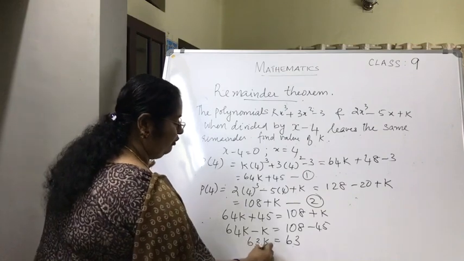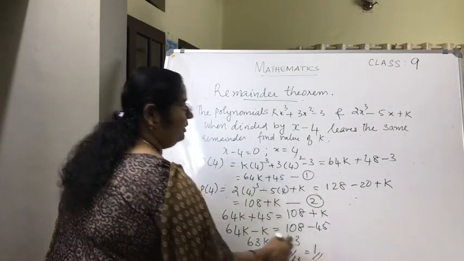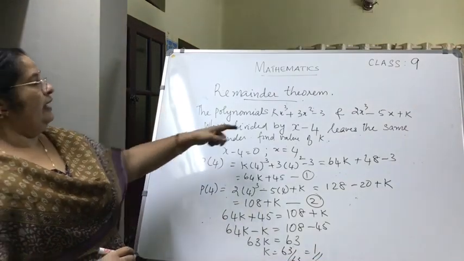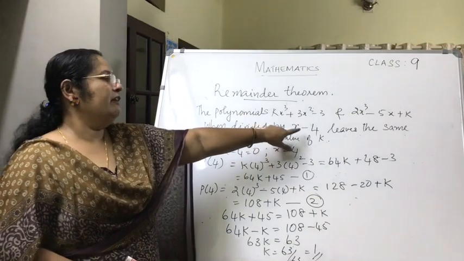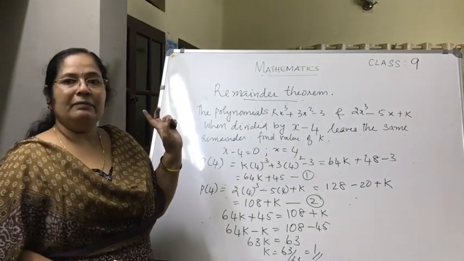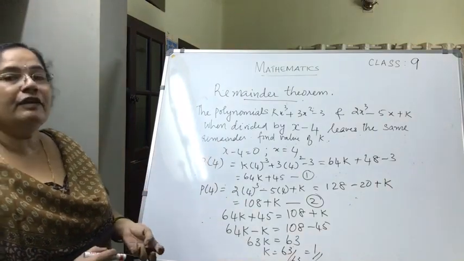So what is the value of k? 63 divided by 63, which is equal to 1. So the value of k is 1, when the remainder is the same when you divide both these polynomials with x minus 4. So you understood how to do this. This is an application of the remainder theorem.